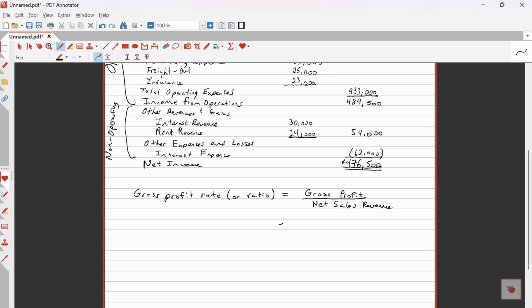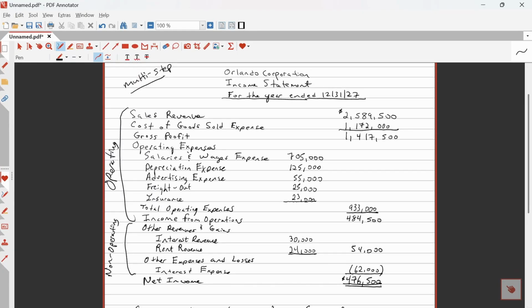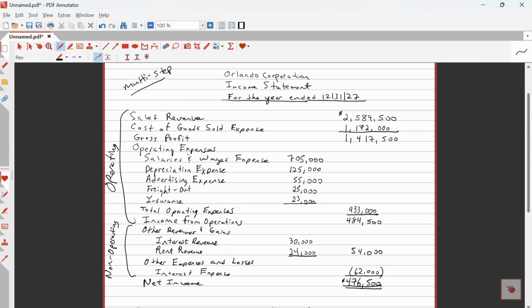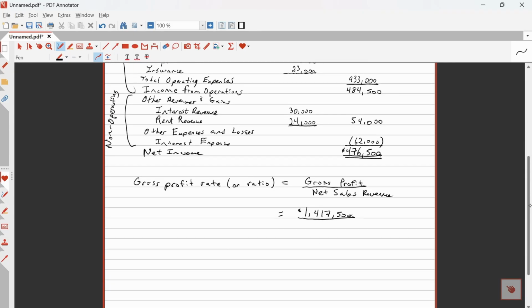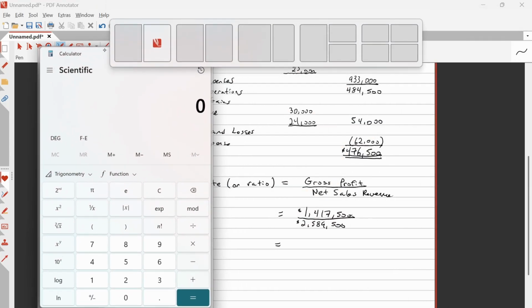So in this problem, the gross profit rate is gross profit, which is $1,417,500, divided by sales revenue. That is the net sales revenue, $2,589,500. And if we multiply the gross profit rate by 100, we can convert it to a percentage. But let's not multiply it by 100 yet. Let's just do the rate.